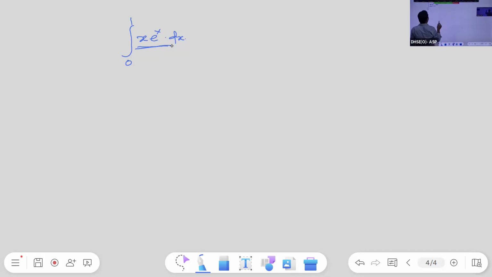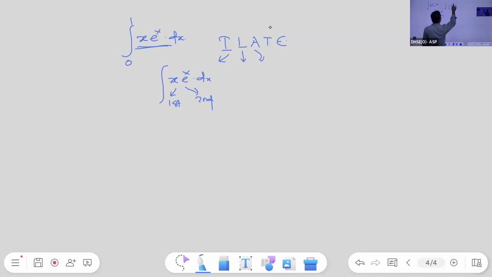I think you were absent in that class. So, integral x e power x dx. This is the first function and this is the second function. The choice of first and second function is according to the order ILATE. I stands for inverse trig function, L stands for logarithmic function, A for algebraic function, T for trigonometric function, and E for exponential function. In this order, the function which comes first should be taken as the first function, and the function which comes next should be taken as the second function.